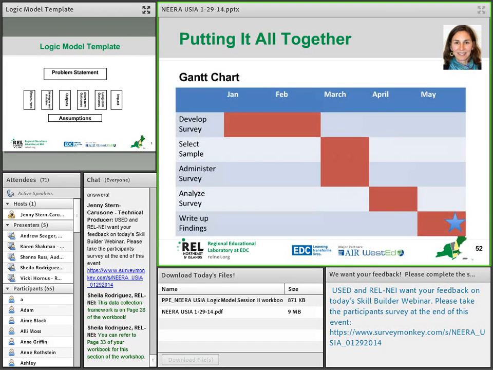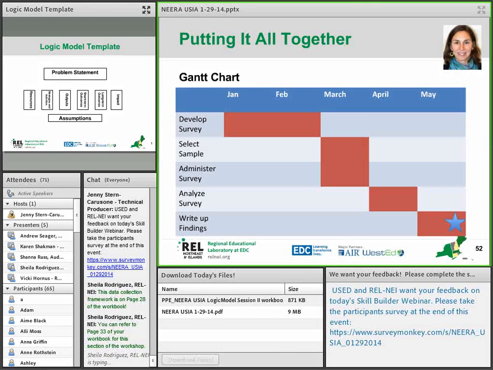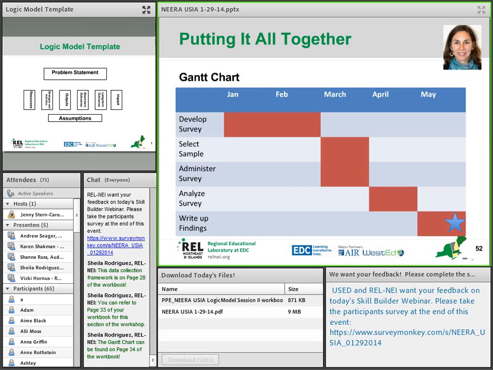And then another tool that may be useful for you to consider is a Gantt chart. And we talk about this in your workbook. But a Gantt chart is really just a visual to help you see all in one place everything that you're committing to do with your evaluation. You do this after you've done your data collection framework, where you see what happens when.